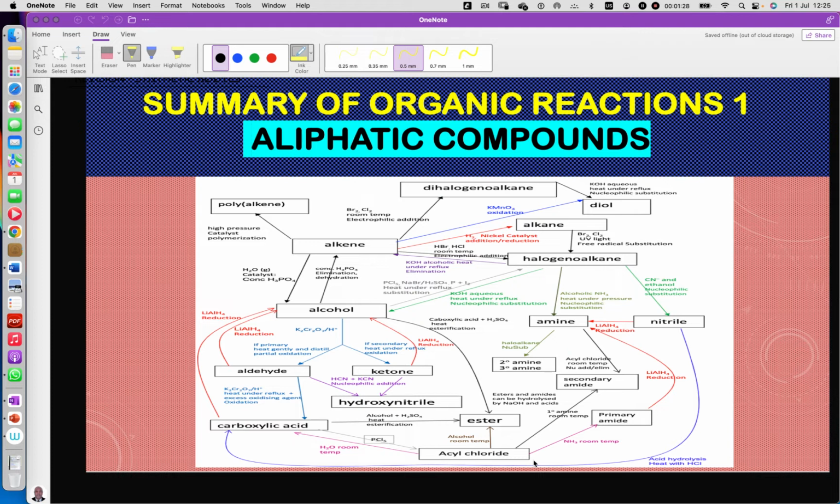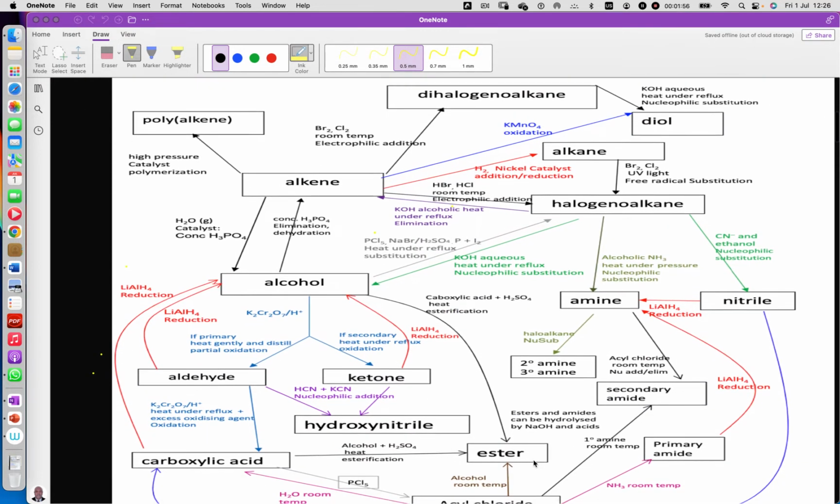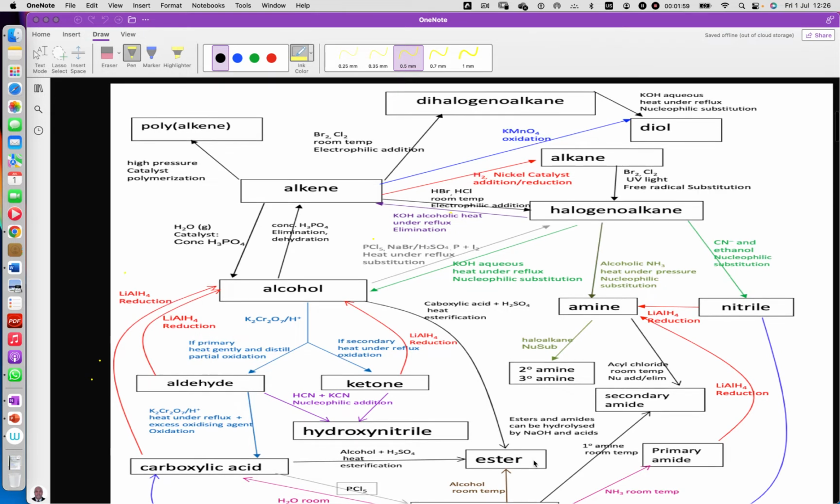Let's get started. We will be starting with alkanes, and we will go clockwise.